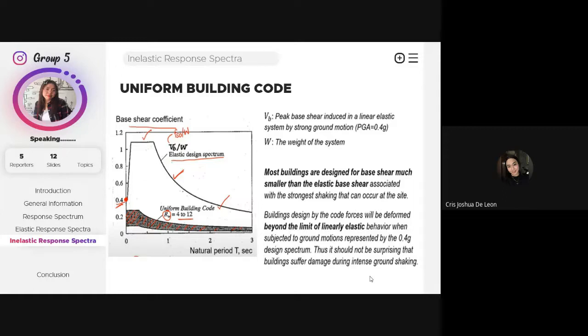Buildings designed by the code forces will be deformed beyond the limit of linearly elastic behavior when subjected to ground motion represented by the 0.4 g design spectrum. Thus, it should not be surprising that buildings suffer damage during intense ground shaking.